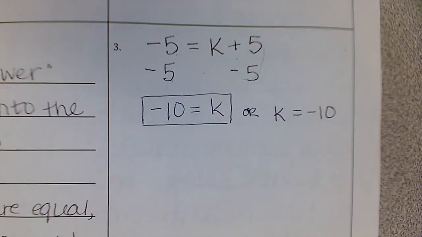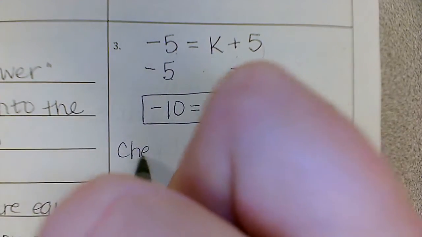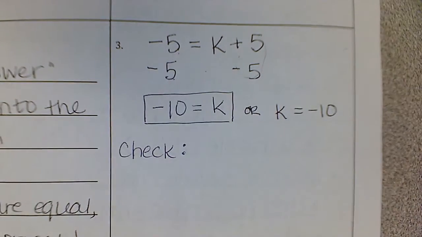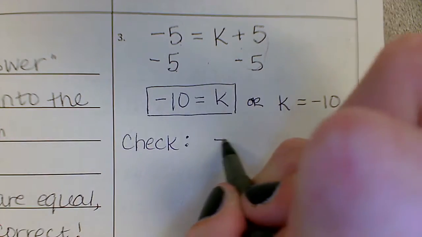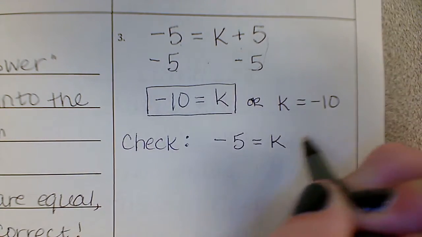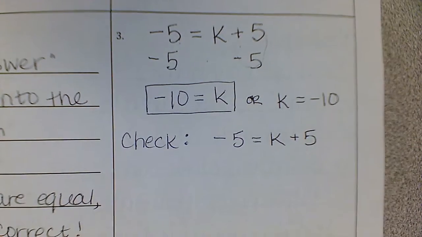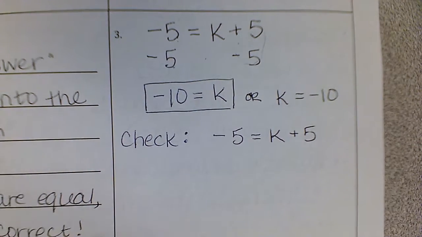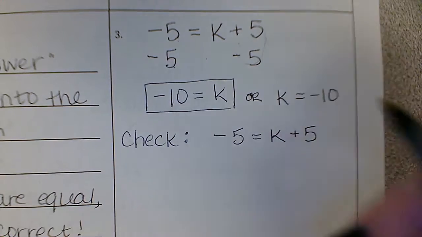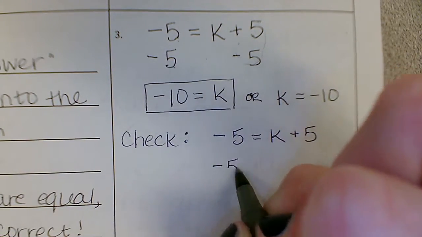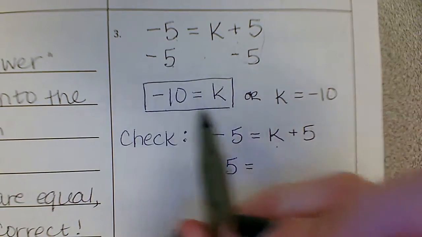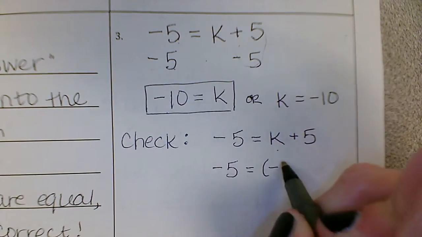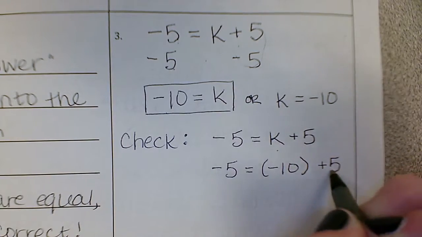Great, so anyways, we solved this, and here's the part that's going to be a little different: now you're going to need to check your work. Again, this will be a whole part of the problem where you need to show your work that you've checked. So I take the original problem, negative 5 equals k plus 5. My first step told me to plug the answer that I got into the original problem. So I see I have a k, and I'm going to replace the k with the answer I got. So negative 5 equals, I'm going to use my parentheses, negative 10 plus 5.